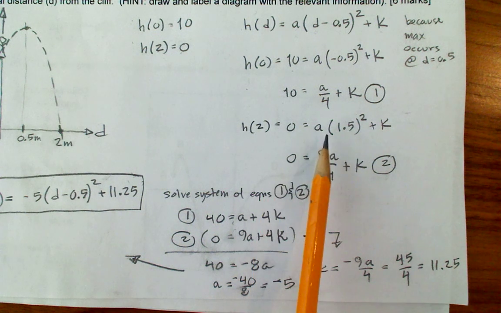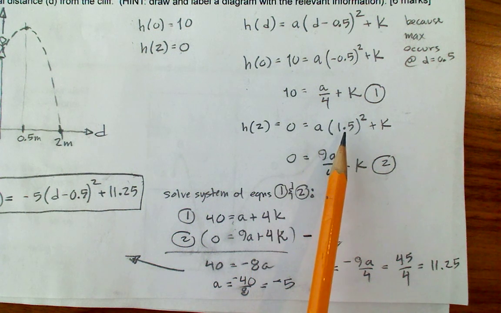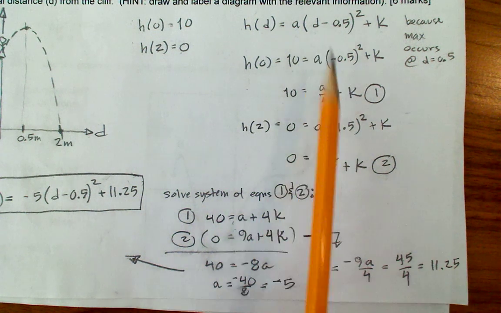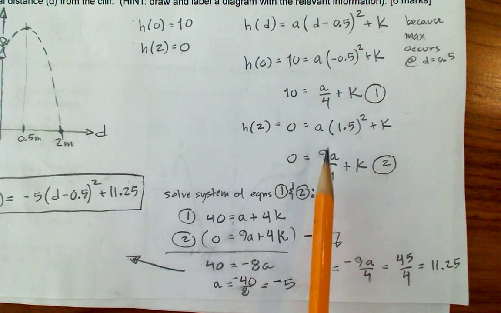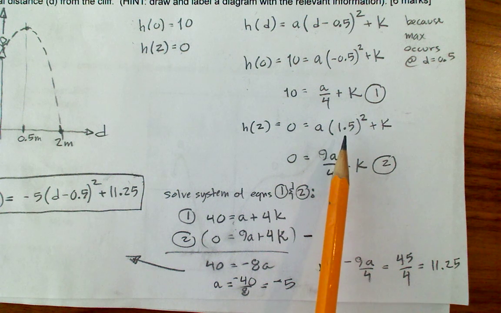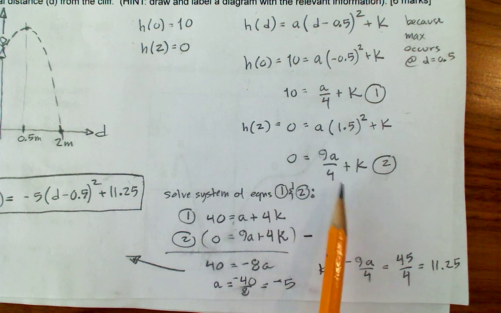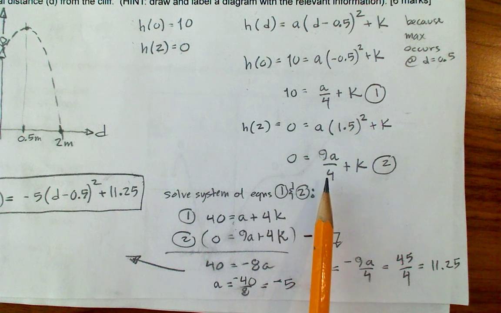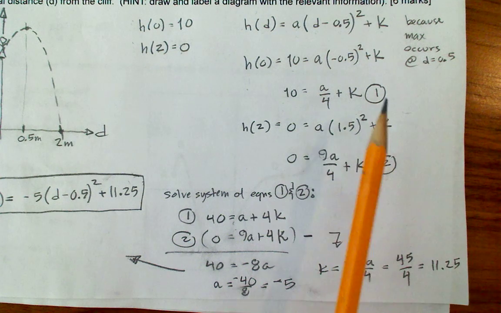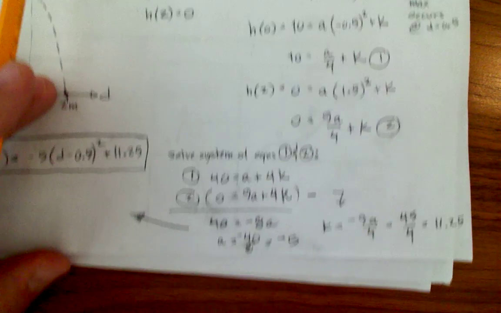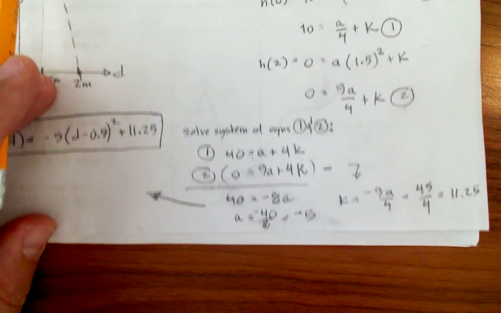And so when I plug 2 into my formula up here, I get a 1.5 in the parentheses. And again, I don't know what a and k are, so I do a little bit of simplifying. When you square 1.5, that's 3 halves, so I got 9/4. So I'm just going back to fractions here because I think it's a little easier to work this problem with fractions. And so I've numbered these two equations, and now I can solve this system, which I do right here.